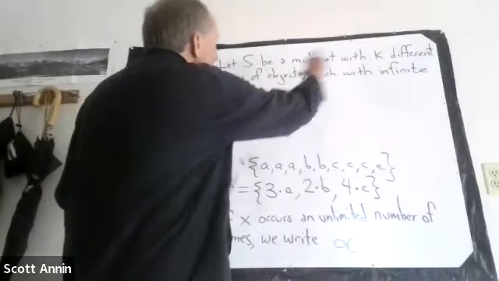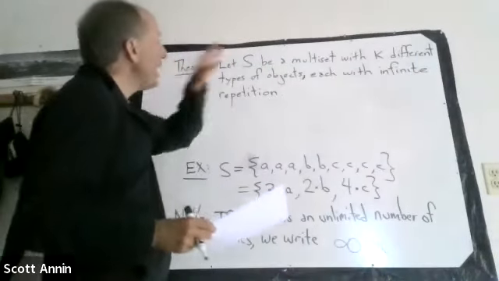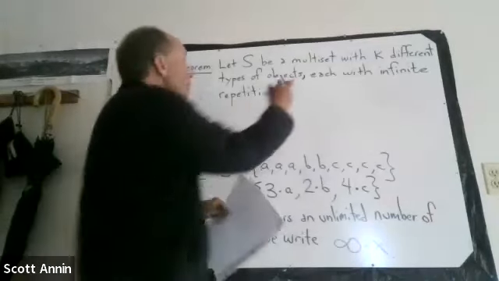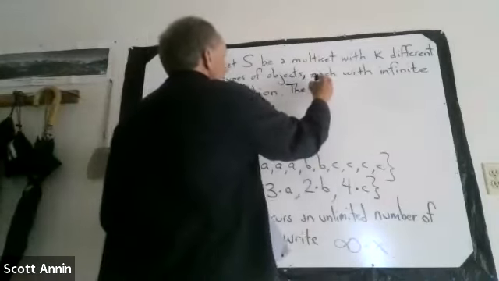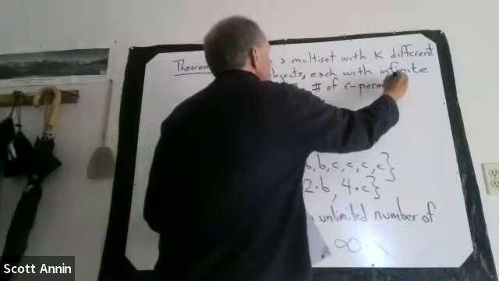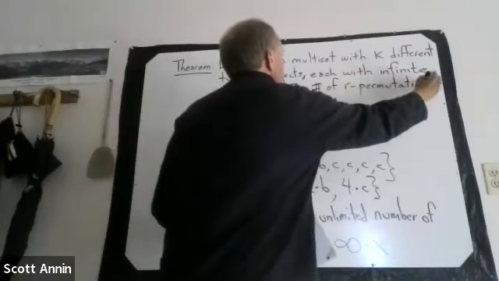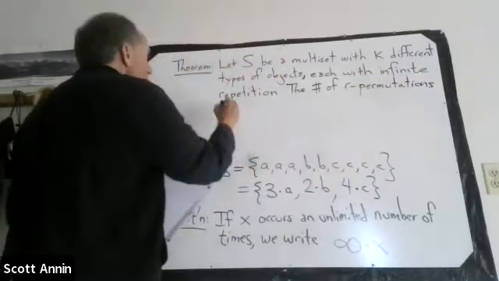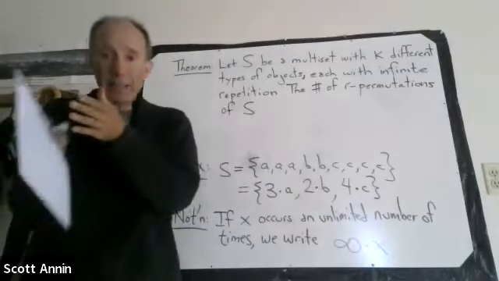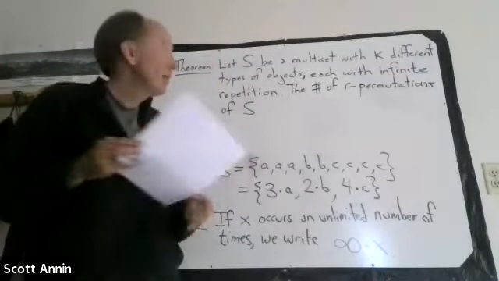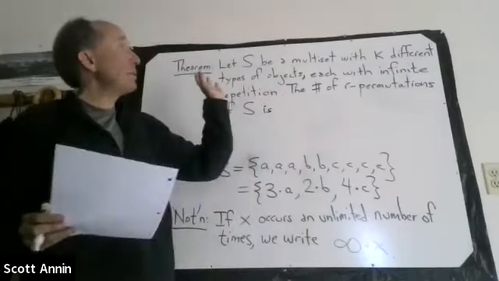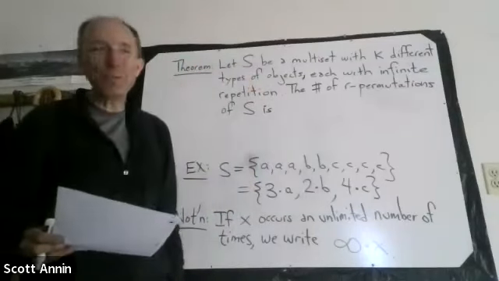So if we have that setup where we have K different types of objects and we want to make an R permutation, so this is what I want to talk about. The number of R permutations of S. How many R permutations? That means we're going to make something of length R. But there's no limitations on the repeats, right? We can repeat things as many times as we want.